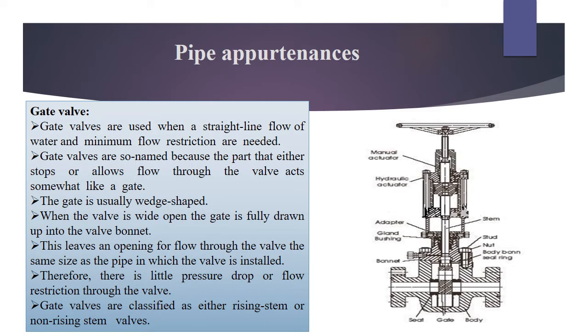Gate valve is one of the first pipe appurtenances of valves. Gate valves are used when a straight line flow of water and minimum flow restriction are needed. It's also called an up-and-down gate. The gate is usually wedge shaped. Gate valves are classified as either rising stem or non-rising stem valves.